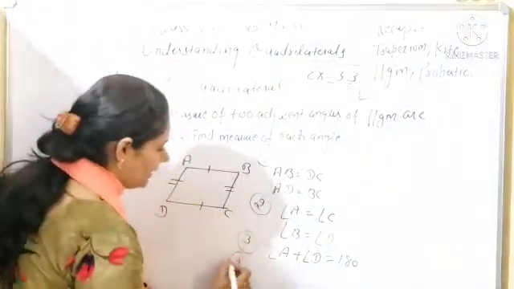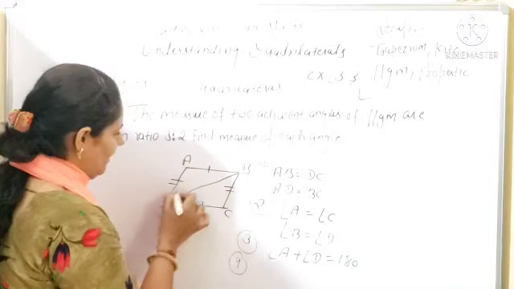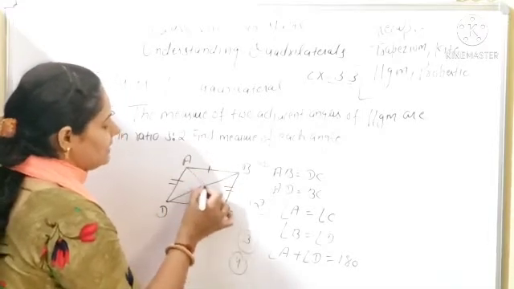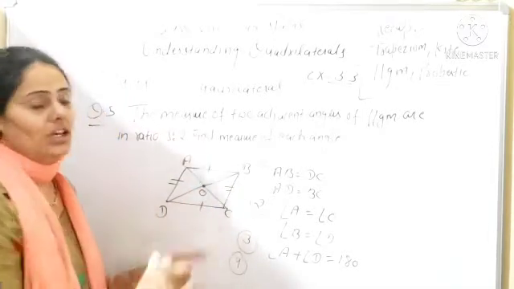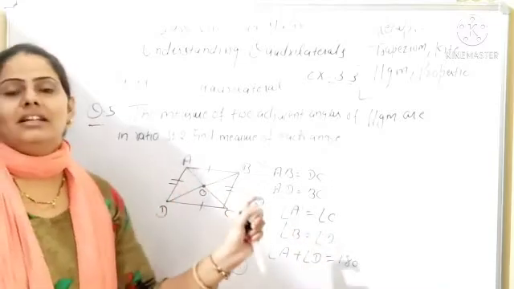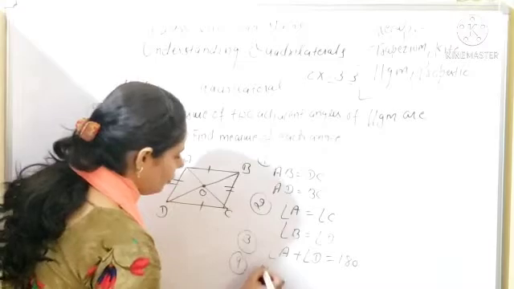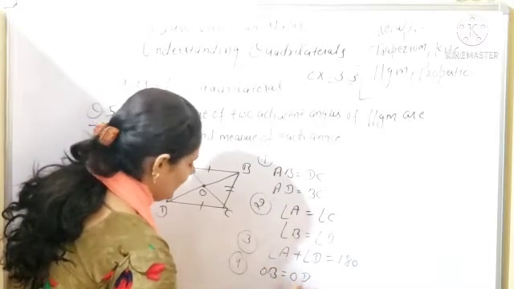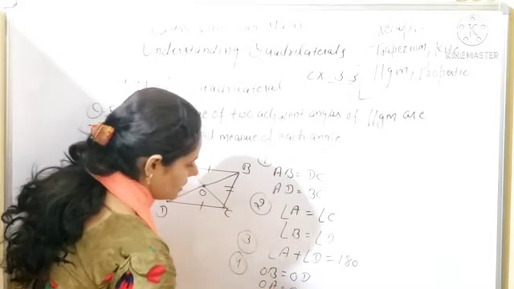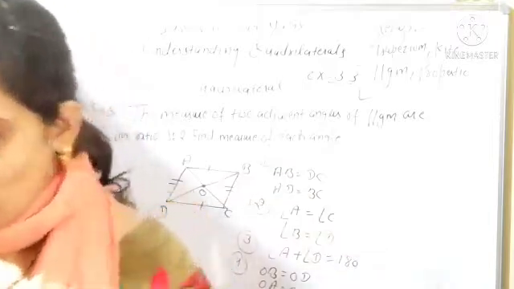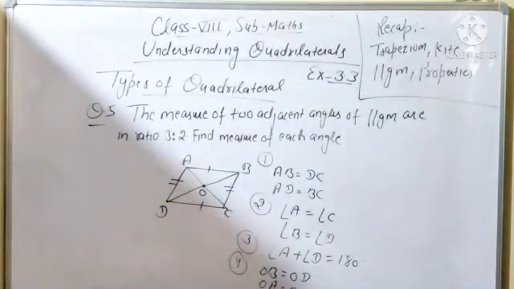And the last property, the fourth property: if you draw the diagonals of a parallelogram, the diagonals will bisect each other at one point. This point will bisect each diagonal into two equal parts. So you can say OB will be equal to OD and OA will be equal to OC. So this was about the types of quadrilateral. Beta, I have told about all the properties, types of quadrilateral, what is trapezium, what is kite, what is parallelogram and what are the properties of parallelogram.